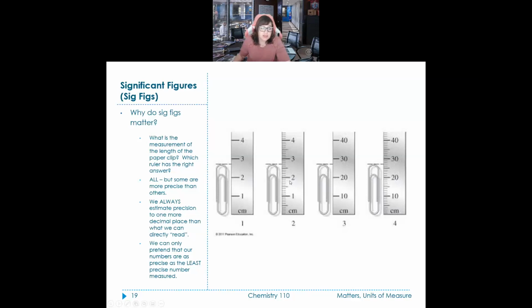Okay. Notice what I did there. I estimated that last decimal again. All right. So that's the expectation in the laboratory, is that you're always estimating for something visual like this. You're always estimating beyond what it actually measures. Obviously, with a scale, I can't do that unless it's a triple beam balance. But if it's an electronic scale, I can't do that. So some things I can do it for, some things I can't.